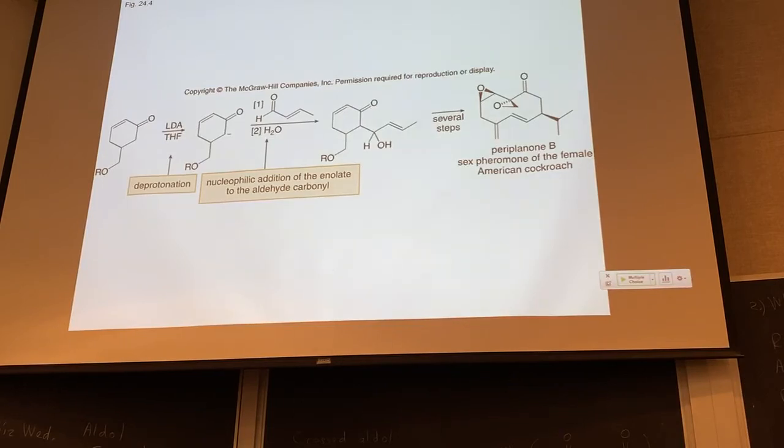And they synthesized them all. And the one that got the male cockroaches of New York City very excited was the isomer that this professor at Columbia University knew was the natural product. But one reaction that can be used in the early stages of the synthesis of paraplanone B is this directed aldol reaction.